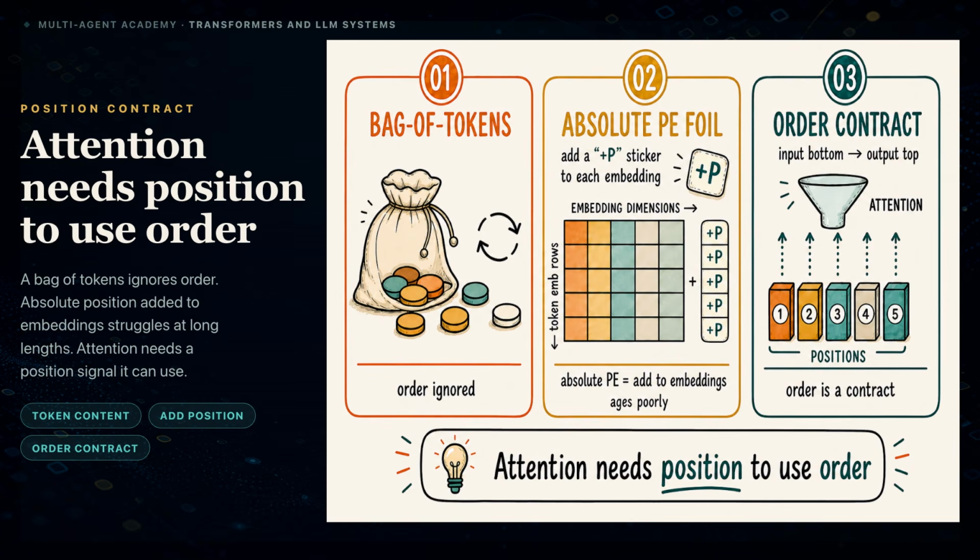Why does attention need position at all? Start with a bag of tokens. If order is ignored, the same tokens can be shuffled, and the model has no built-in way to tell one arrangement from another.